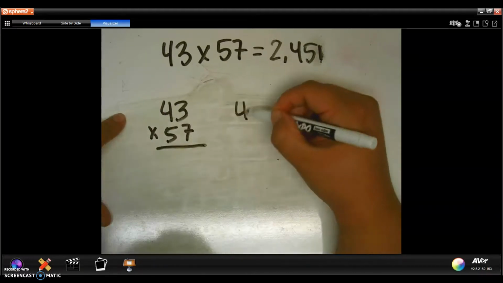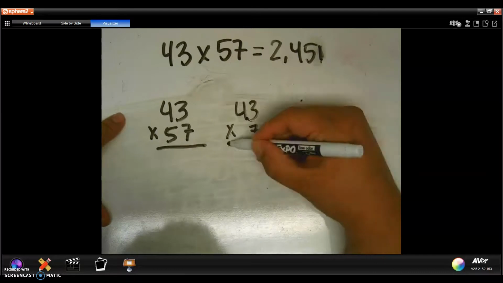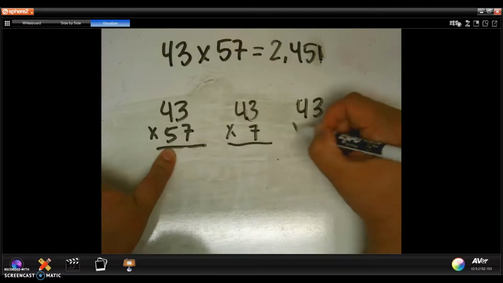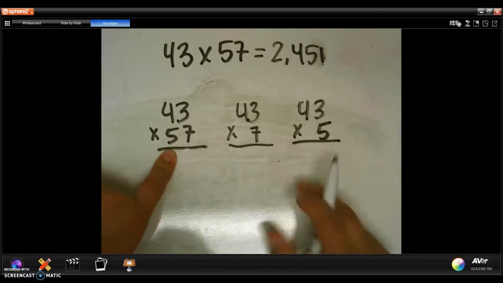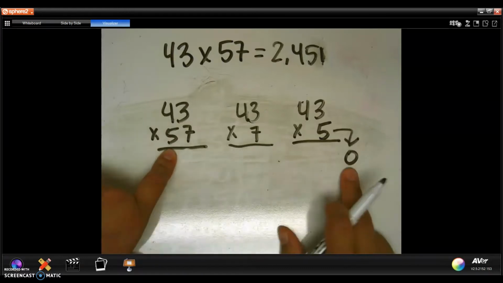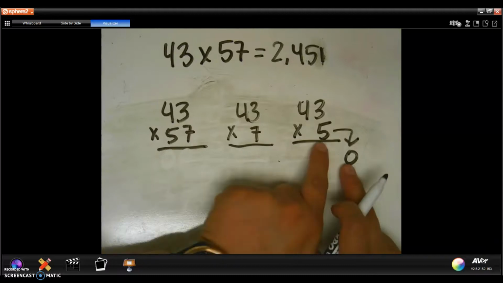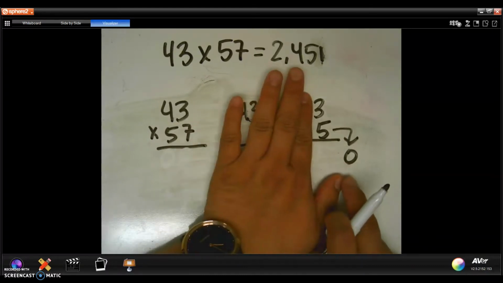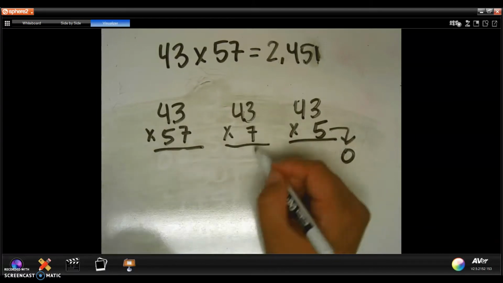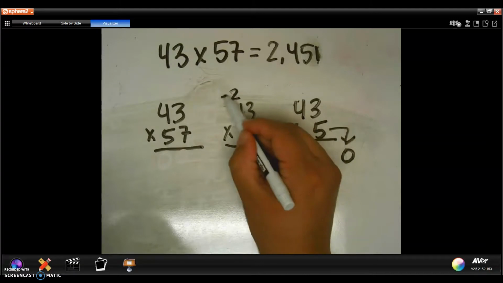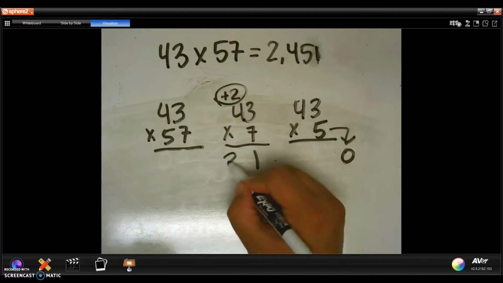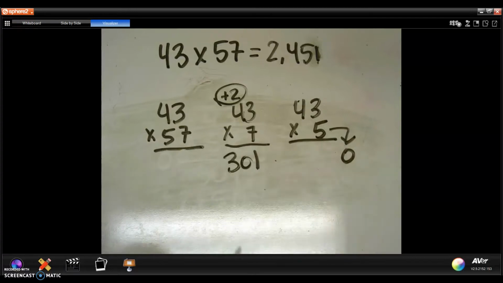We'll take 43, multiply it by 7, which is down here, then 5. So 43 times 5. But that's not actually a 5, that's actually a 50. So I'm going to add a 0 to the end of my answer to show me that this is 50. So I'll start here. 7 times 3 is 21. Drop the 1, carry the 2. 7 times 4 is 28. Plus 2 more is 30. So that first step is done.